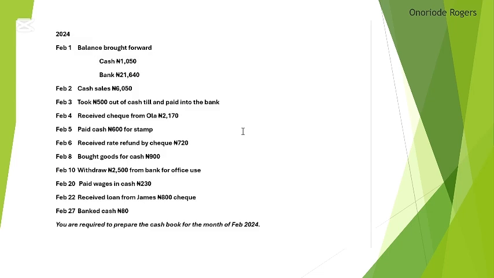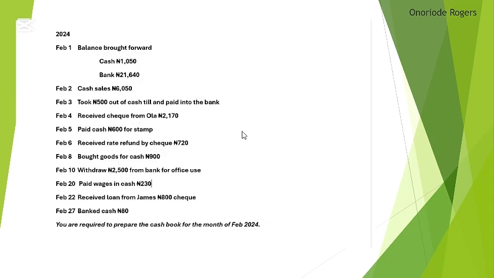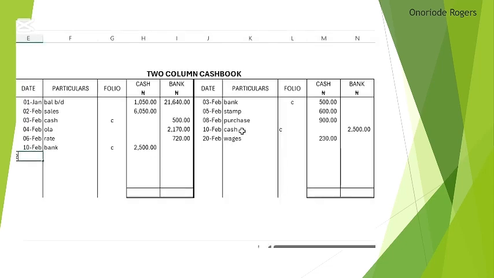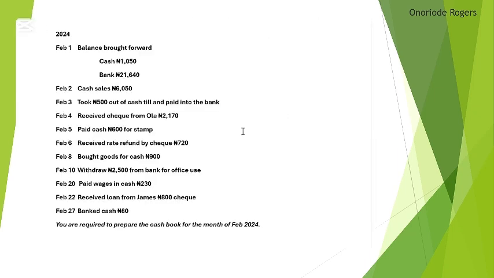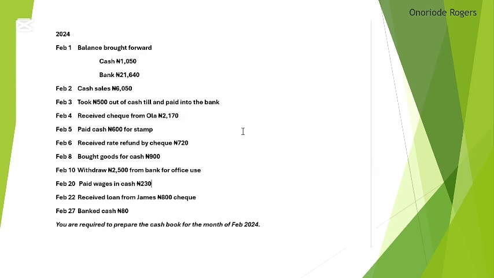The next one says received loan from James. Money came in, received from James. A check is going to our bank. That was on the 22nd of February. Receiving it, it comes to the debit side. 22nd of 2, it came from James, and it's a loan. How much was that? It's 800, on the bank column, because from here we'll see that it was received by check from James.